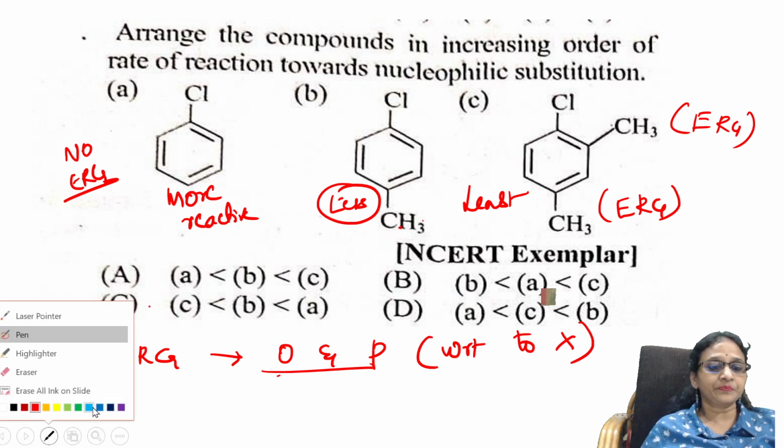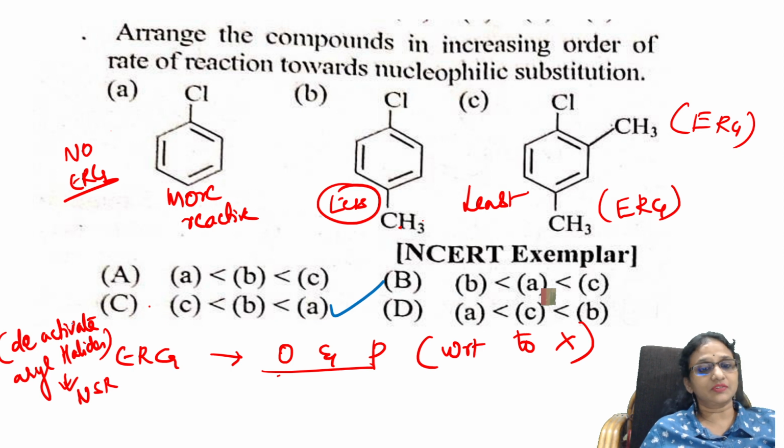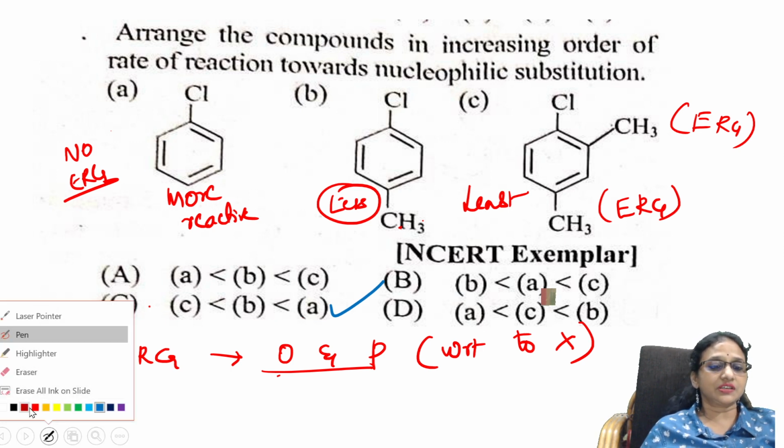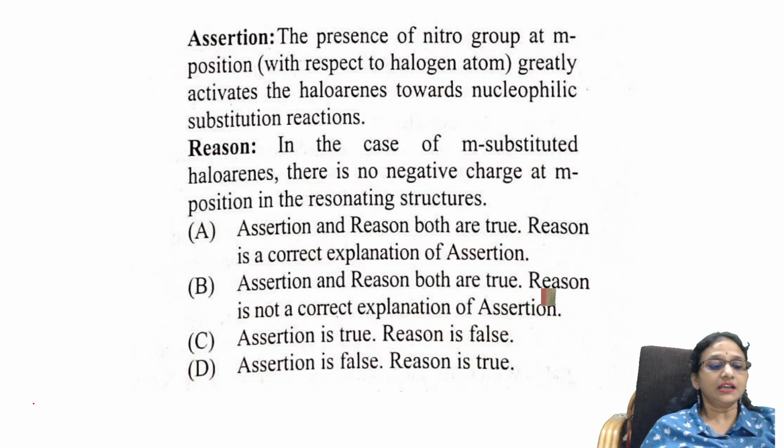Let me take a different pen. Okay, C is the correct answer. Got it? C is the correct answer. Sure. Easy, students? Easy. Let us see the next question. The presence of nitro group at meta position with respect to halogen atom greatly activates the haloarenes towards SNAr. In the case of meta-substituted haloarenes, there is no negative charge at meta position in the resonating structures. Very nice. They said, first of all, the presence of nitro group at meta position greatly activates the haloarenes.